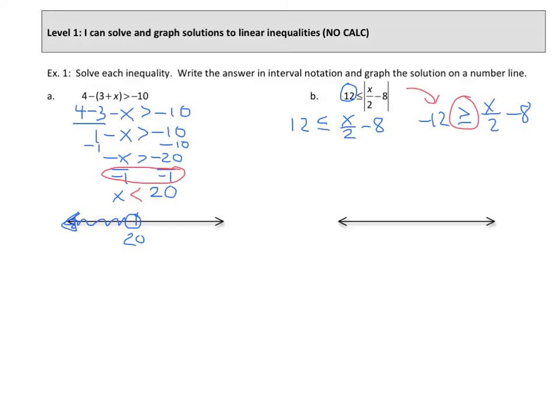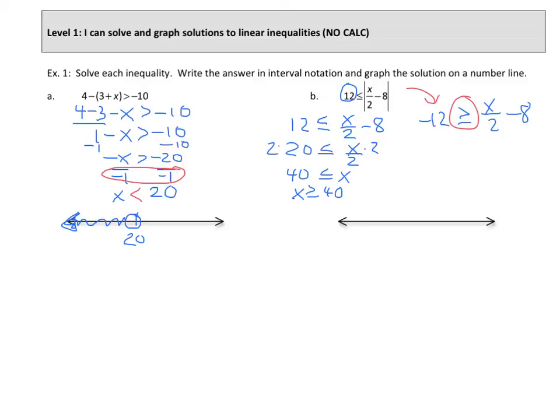Okay, so I solve my left-hand equation. I add 8 to both sides. I get 20 is less than or equal to x over 2. Multiply both sides by 2. Since I'm multiplying by a positive, I don't have to worry about flipping the sign. I get 40 is less than or equal to x. That's the same as x is greater than or equal to 40.